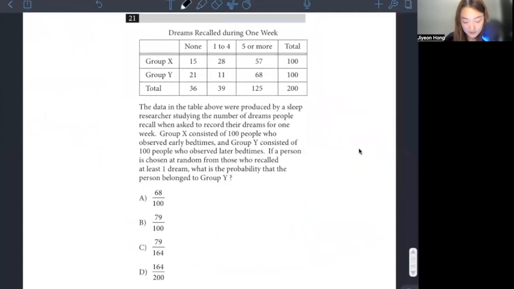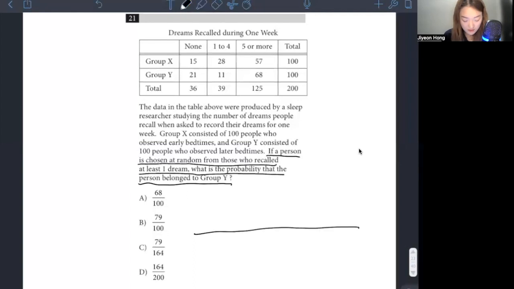All the information. I'm going to go to the very last part of the question. So if a person is chosen at random from those who recalled at least one dream, what is the probability that the person belonged to group Y? So questions like these where you're finding the probability, it's always easiest to find the denominator first. So where am I searching for these group of people? So it's going to be from those who recalled at least one dream. So number of people who recalled at least one dream.